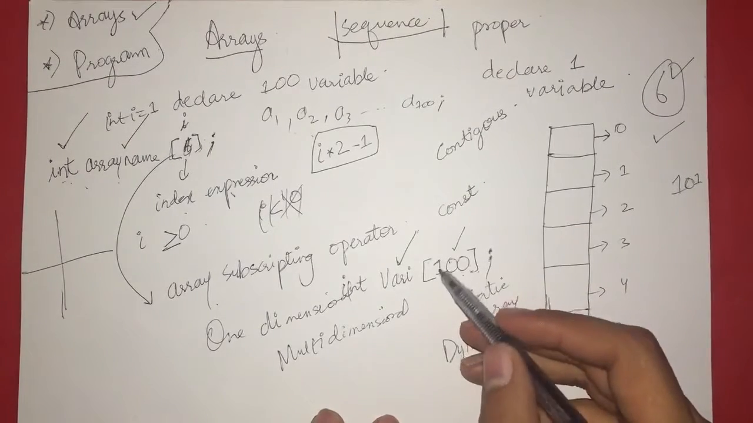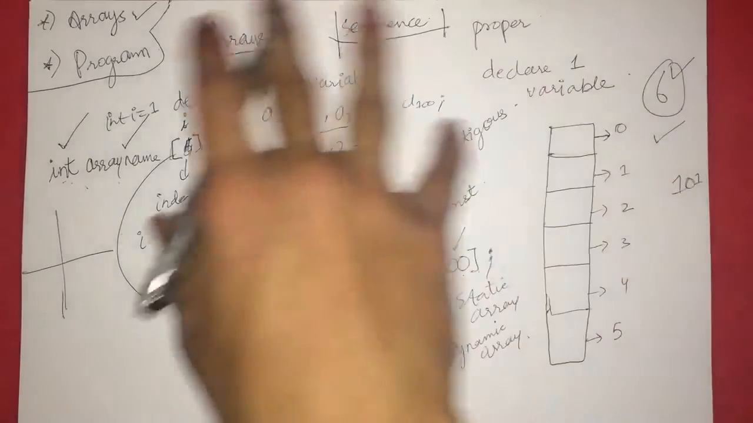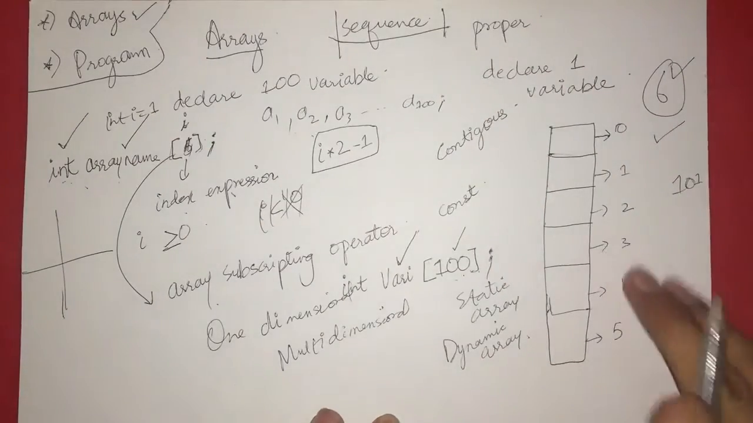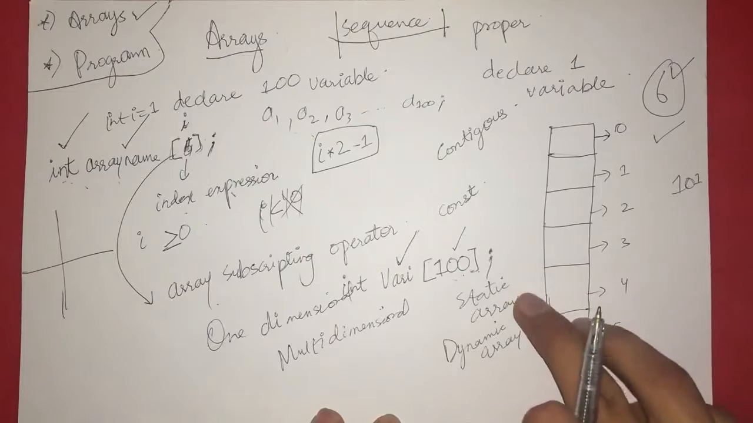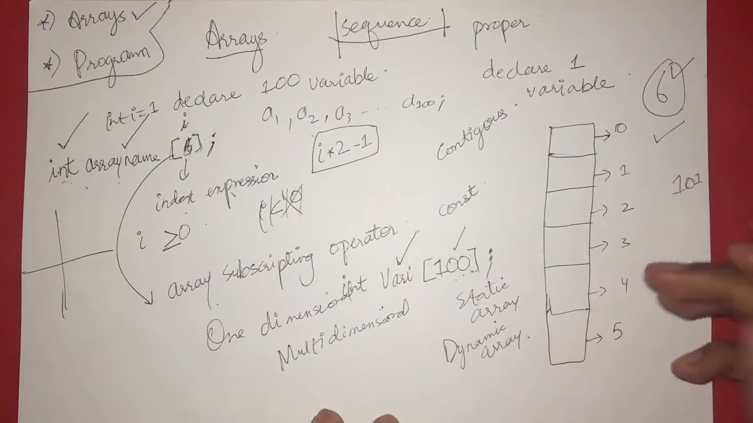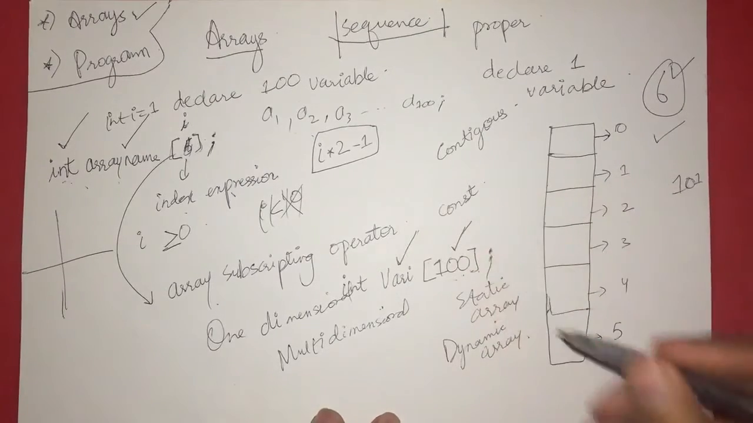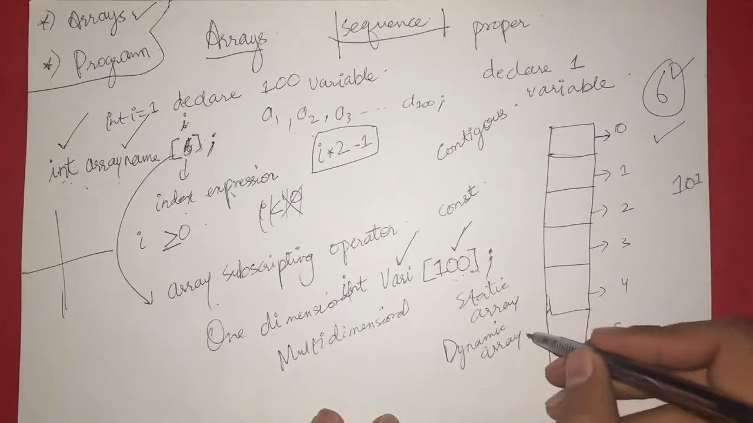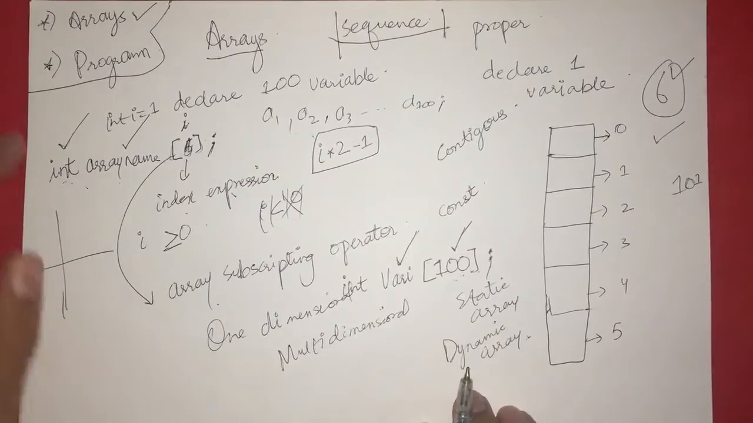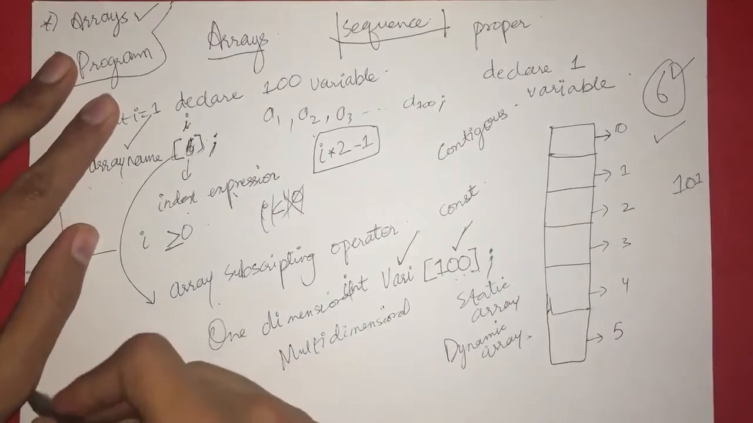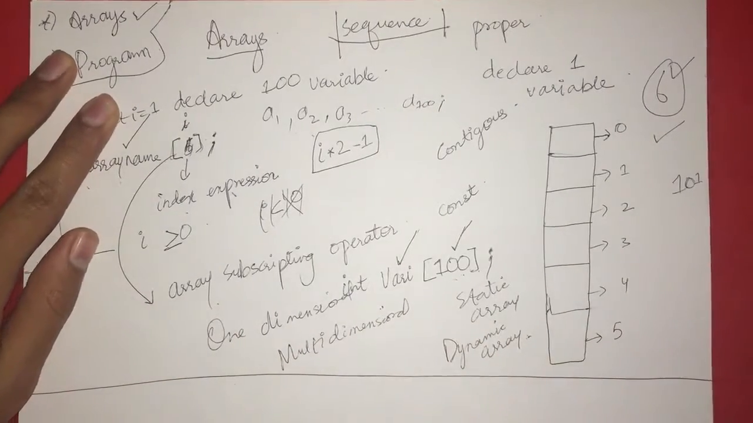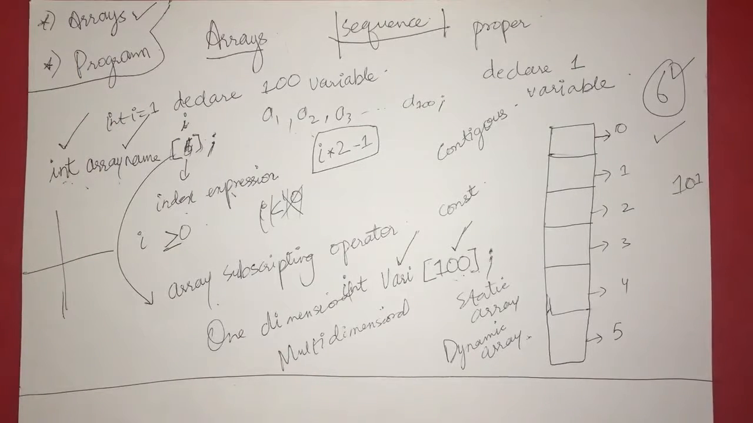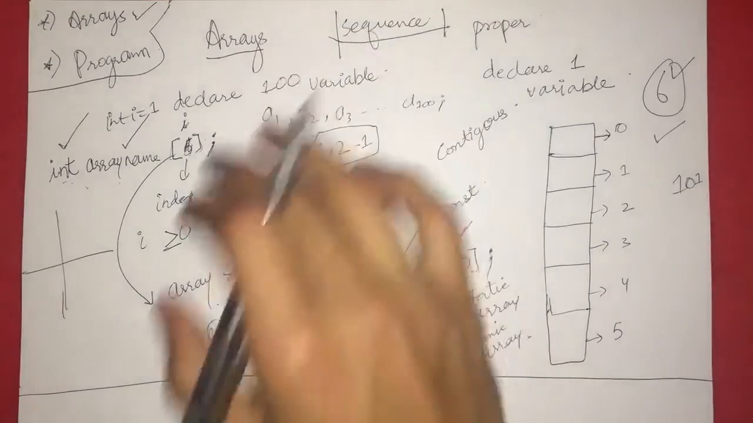Everything we are going to study for now is about static arrays. In a static array, you cannot change the index number while the program is running, but in a dynamic array you can. But we are not going to study that for now. For now, we are just going to stick with our static array. So this was about arrays, and I told you how to declare an array.